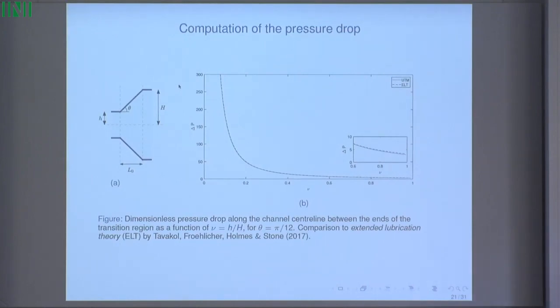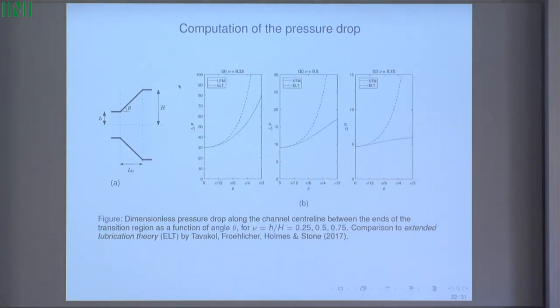So here I'm computing the pressure drop along the center line between the ends of this transition region. So this is as a function of this channel height ratio for a small angle. And here we are comparing against lubrication theory that we expect to be accurate because it is valid for small angles.